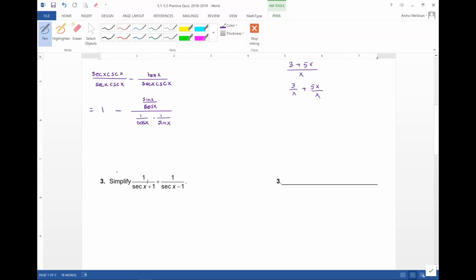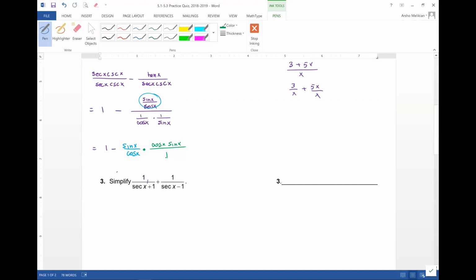Okay? This is all very confusing. So here's what I'm going to do. I'm going to rewrite this. 1 minus... now look, it's the top fraction divided by the bottom, but dividing by a fraction is the same as multiplying by the what? The reciprocal. Times cosine, sine over 1.